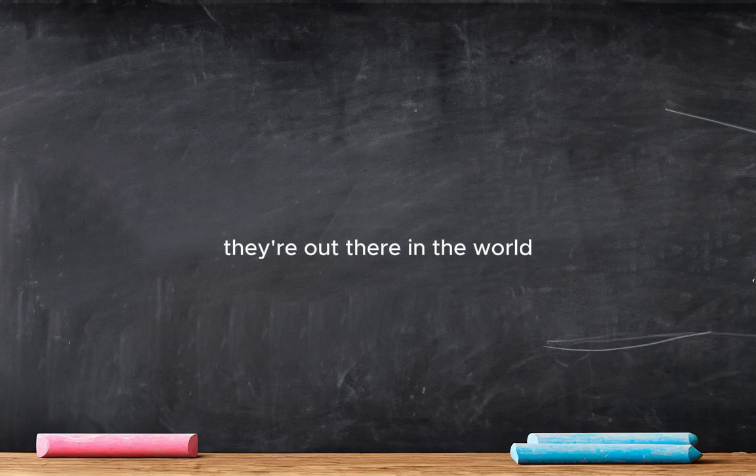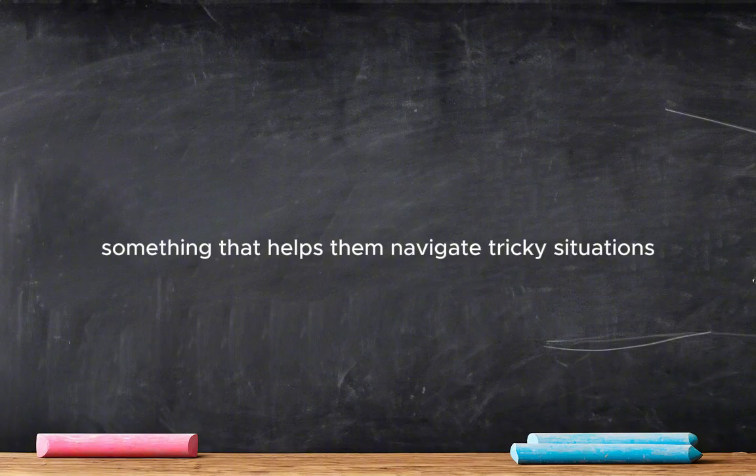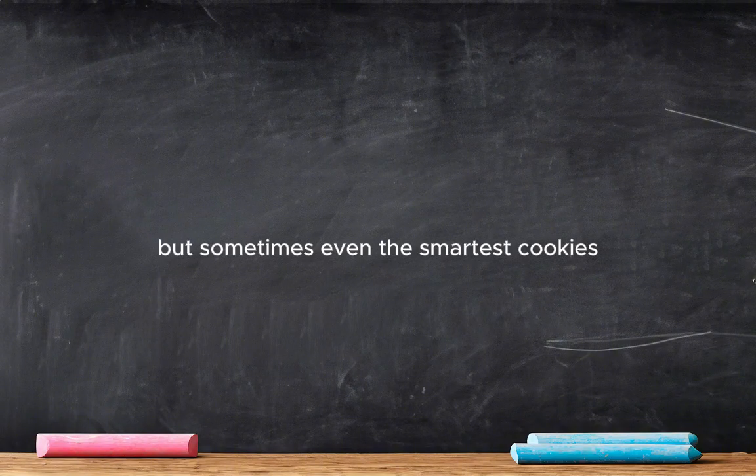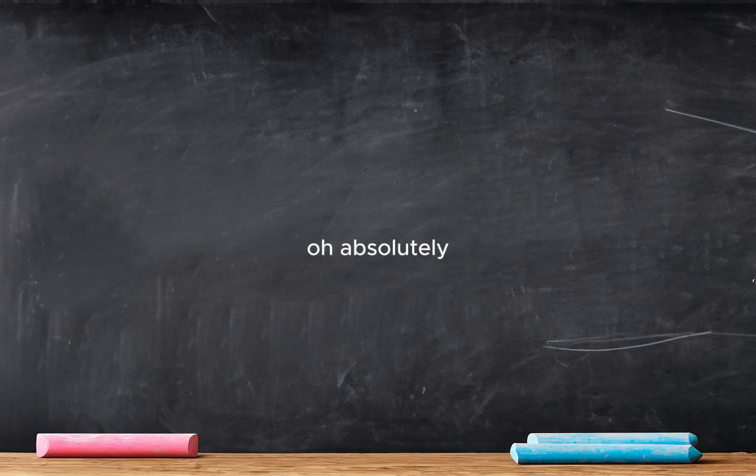They're out there in the world. They're the ones who always seem to have a plan, even when things get a bit chaotic. They're the problem solvers. Yeah, the problem solvers. Okay, so smart cookie, someone who's sharp, savvy, has that certain something that helps them navigate tricky situations. But sometimes even the smartest cookies need a little help along the way. Oh, absolutely. We all need support.